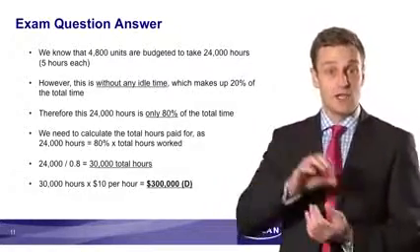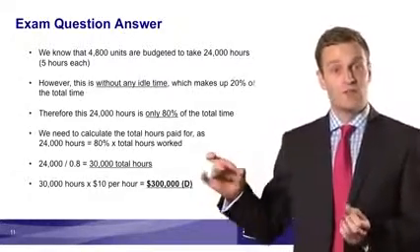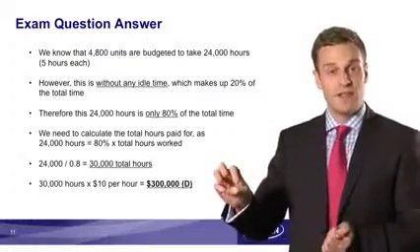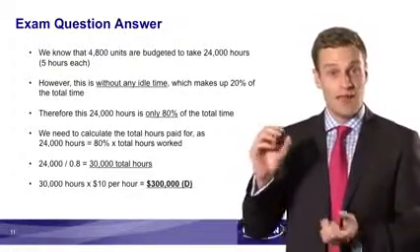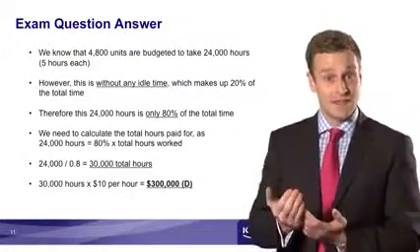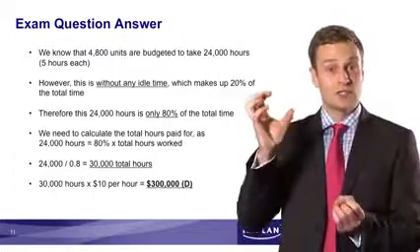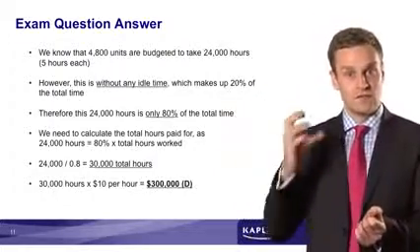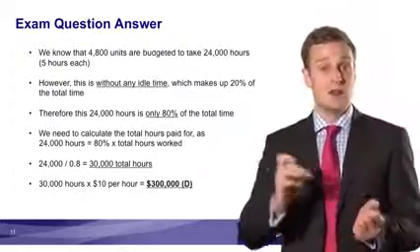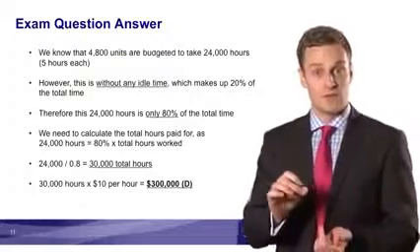So in order to get our total number of hours, what we need to do is take our 24,000 hours, divide them by 0.8, so divide them by 80% to gross them up to our total labour hours worked. So if you do that calculation, that then comes out as 30,000 total hours.